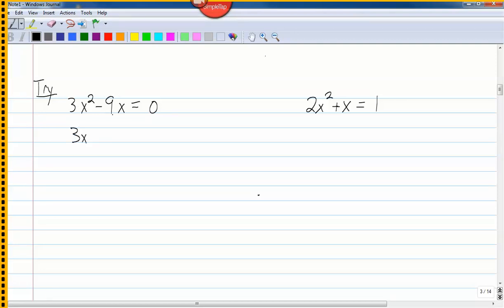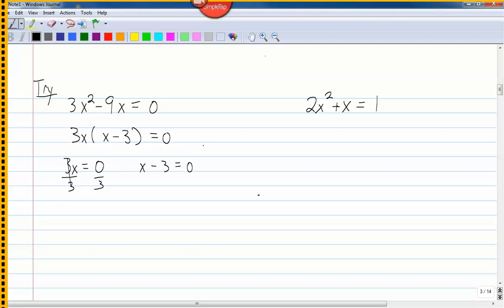So you need to factor out the greatest common factor, so factor out 3x. That'll leave you with x minus 3. Now set each factor equal to 0. So 3x equals 0, x minus 3 equals 0. Alright, so I got x equals 0 and x equals 3. So my solution set is 0, 3.